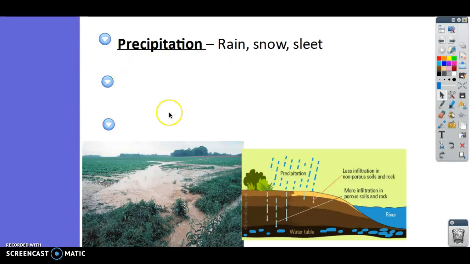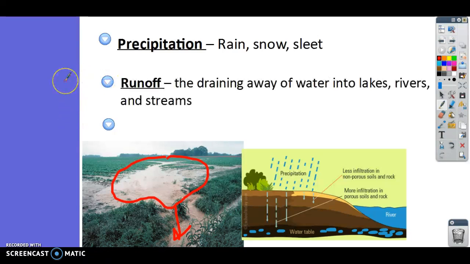Now, when it rains or snows, the water has two places it can go. It's going to go down to the earth, but then what happens? Well, the first place it can go is it can run off. And what happens is it'll kind of pool and then it'll run off into like a river or a stream. So this is called runoff. So it's when water drains away into lakes, rivers, and streams.